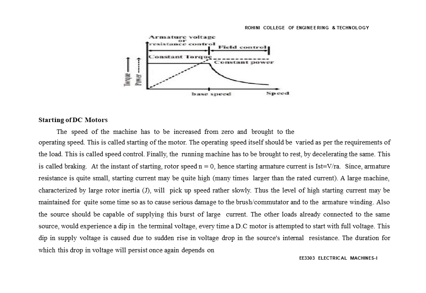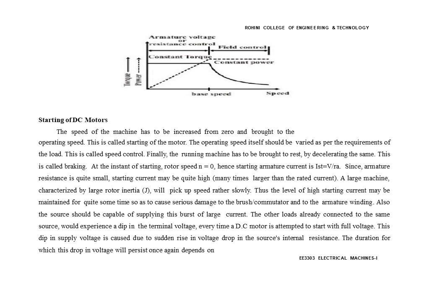Now, starting of DC motor. The speed of the machine has to increase from 0 and be brought to the operating speed. This is called starting of the motor. The operating speed itself should be varied as per the requirement of the load. This is called speed control. Finally, the running machine has to be brought to rest by decelerating it.